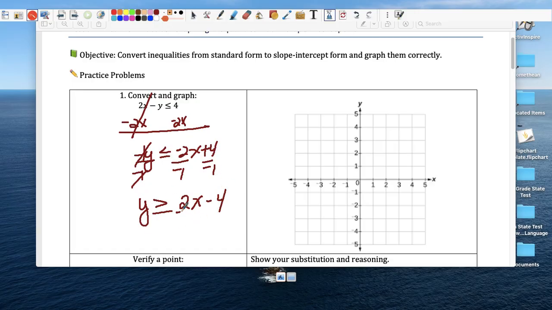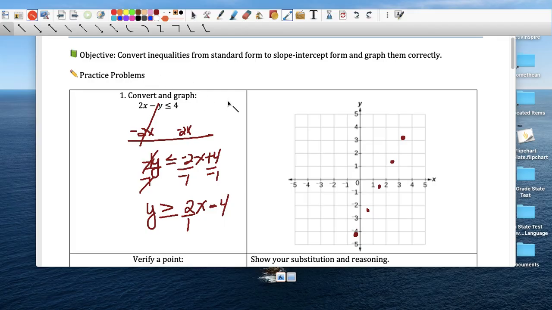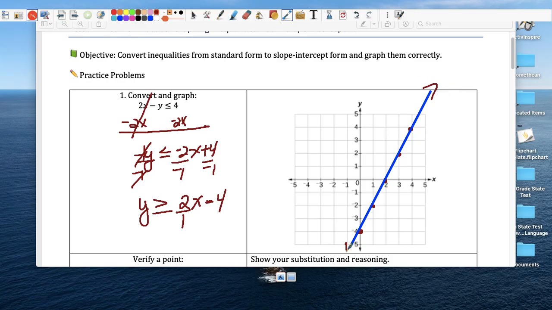Here's my slope. Let me put it 2 over 1. And here's my y-intercept, negative 4. So negative 4 is here. It's a positive slope, so it's going to go up. It's going to go 2 up, 1 to the right, 2 up, 1 to the right, 2 up, 1 to the right. It's going to be a solid line. Where's my solid line? There. All right, so let's give this line a name. Y is greater or equal to 2x minus 4.